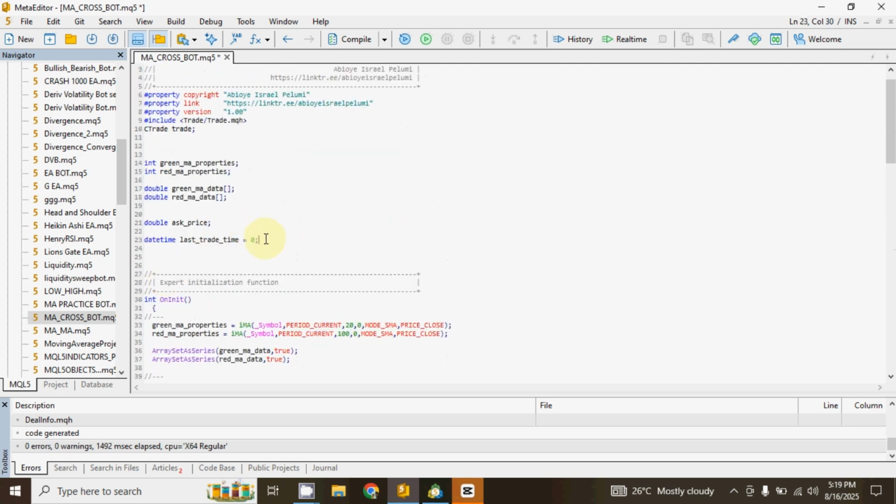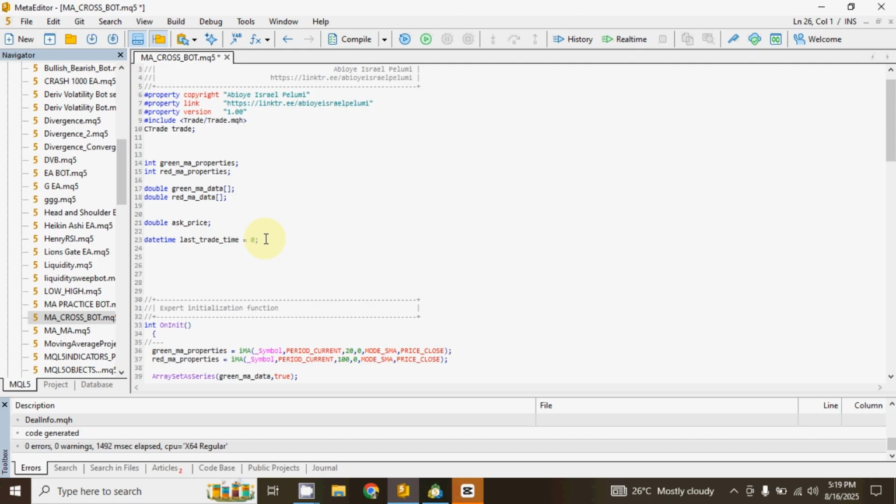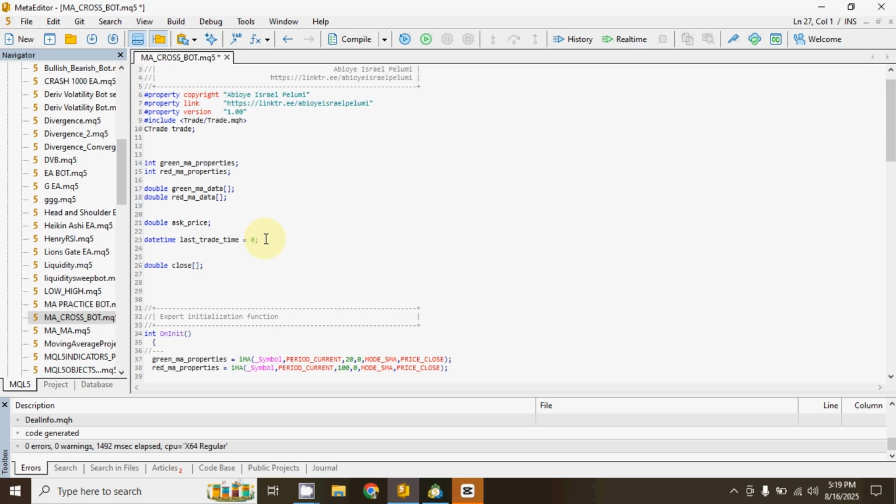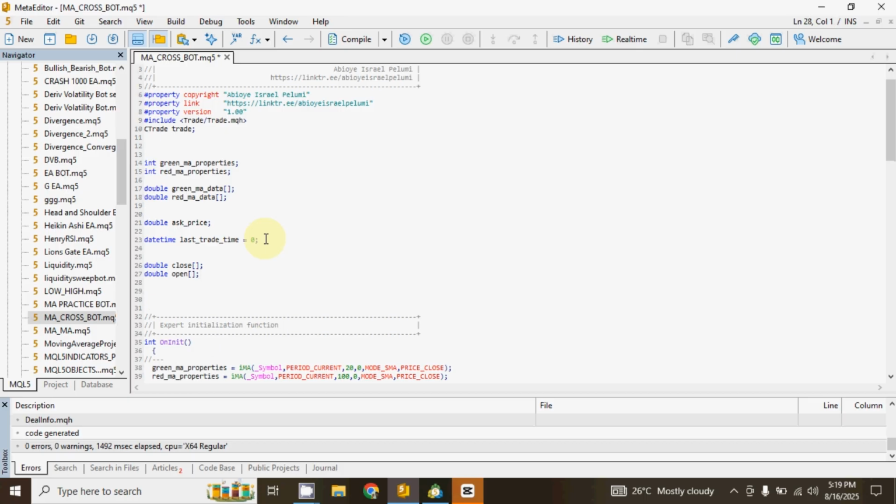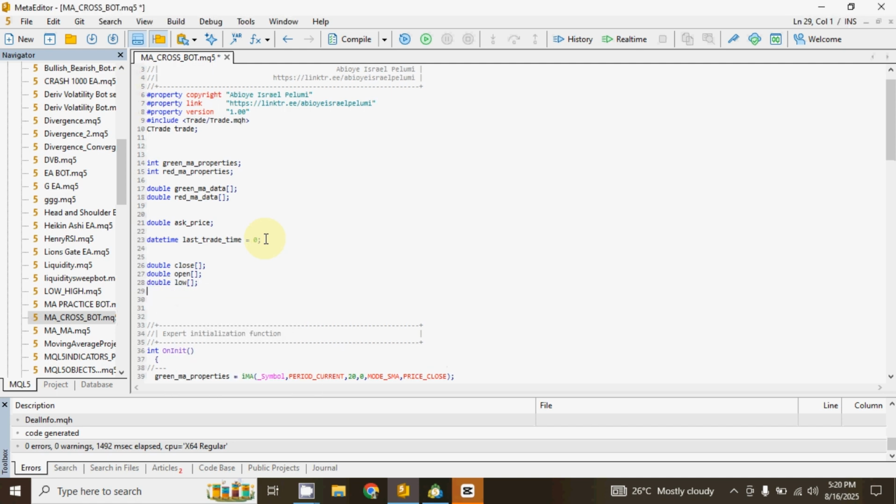This is what we are going to do. We are going to create different arrays to store the data for the close price, high price, low price, and open price. So I'm going to declare a double variable for the close price, right? Once we are done with that, we do the same thing for the open price. Next, for the low price that we'll be using for the trailing stop for buy positions, then we are going to do the same thing for the high price.